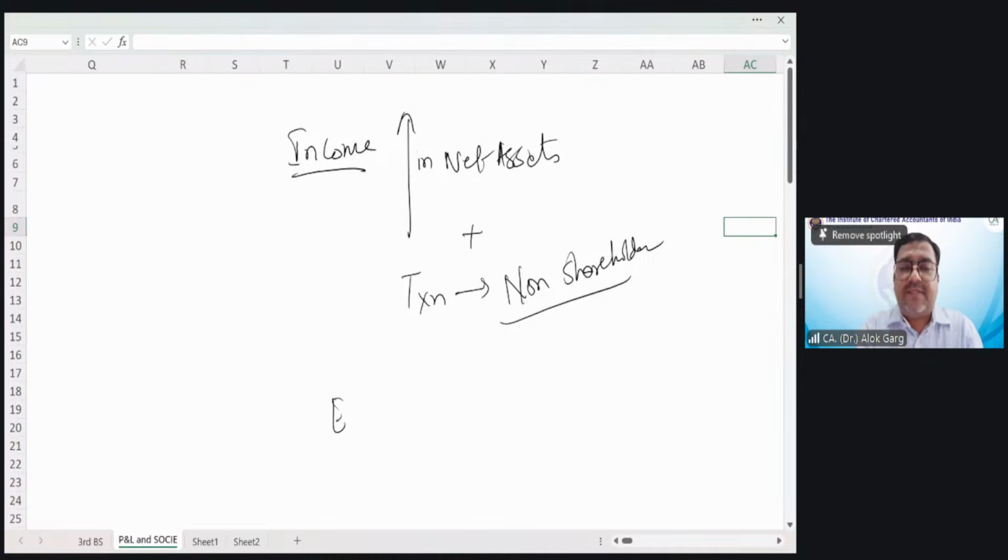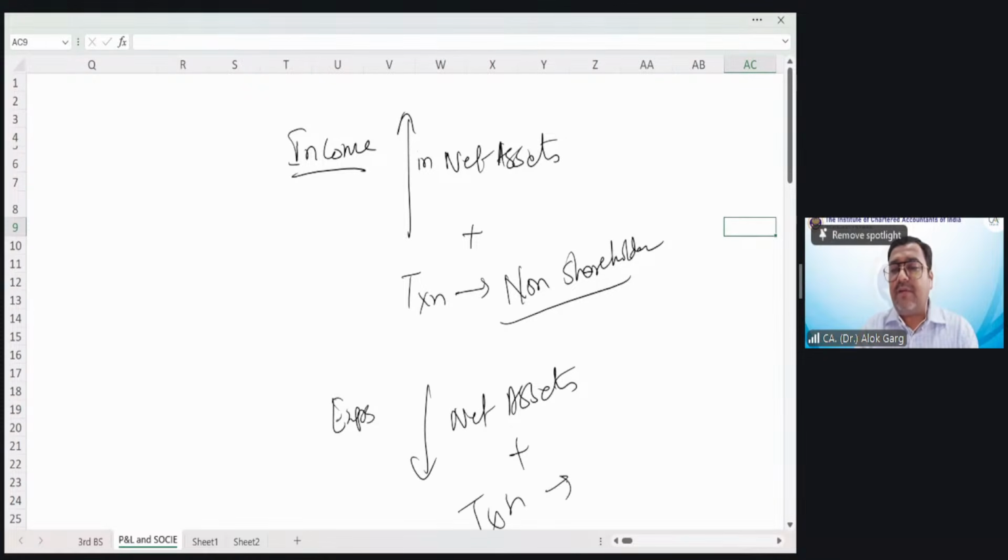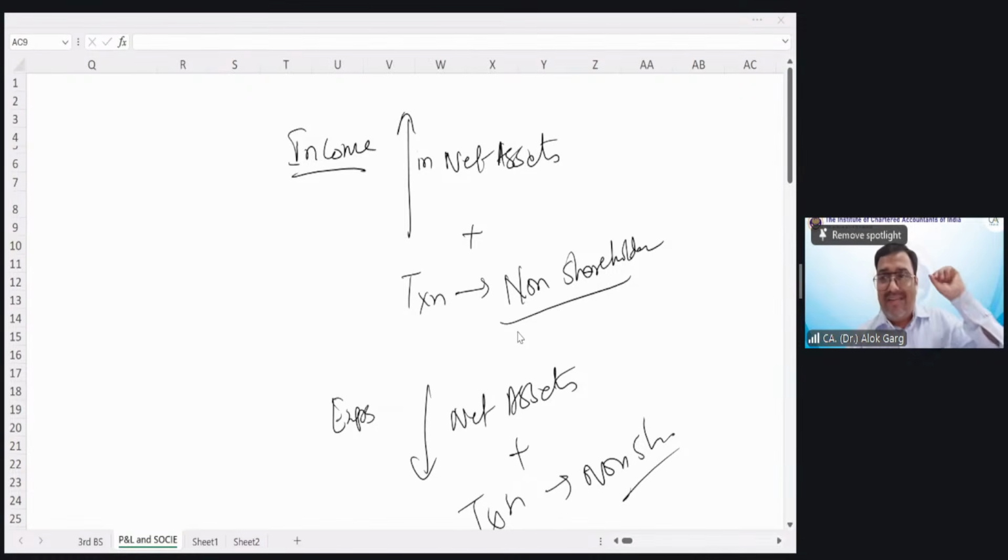What is meant by expenses? Decrease in net assets from a transaction which is happening with a party who is not a shareholder is known as an expense. Okay. So income means increase in net assets resulting from a transaction happening with a party who is not a shareholder, other than shareholder, right?